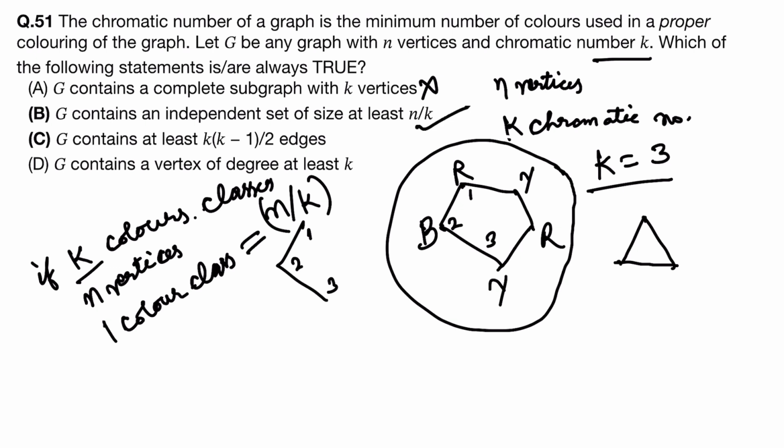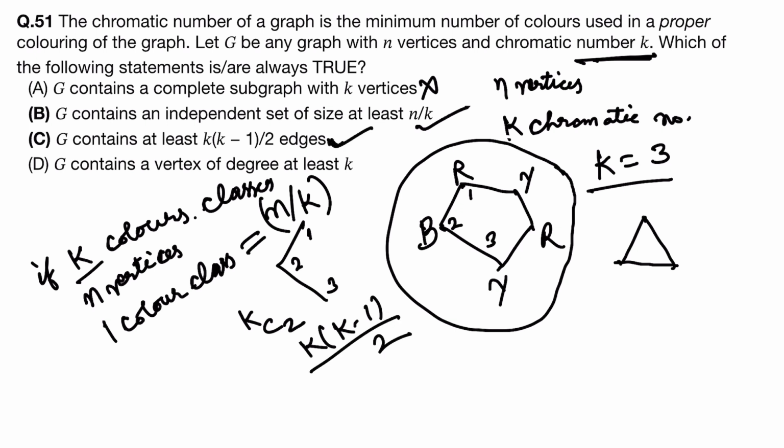Next: G contains at least k into k minus 1 by 2 edges. If the chromatic number is k, then the simple formula is kC2 edges. So you can find that this will be k into k minus 1 by 2 edges.